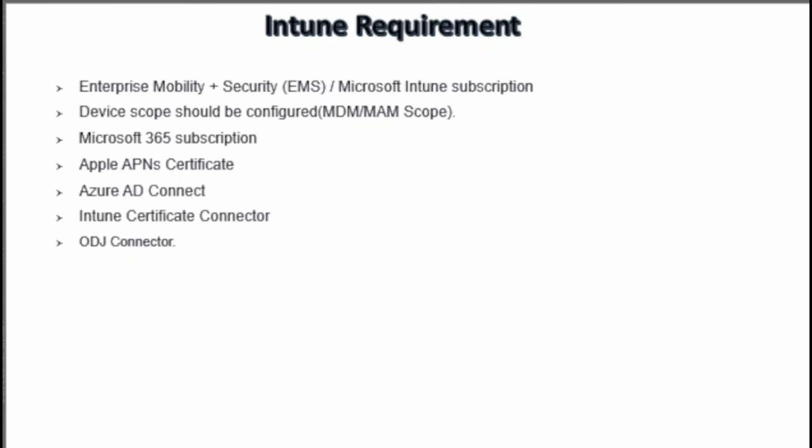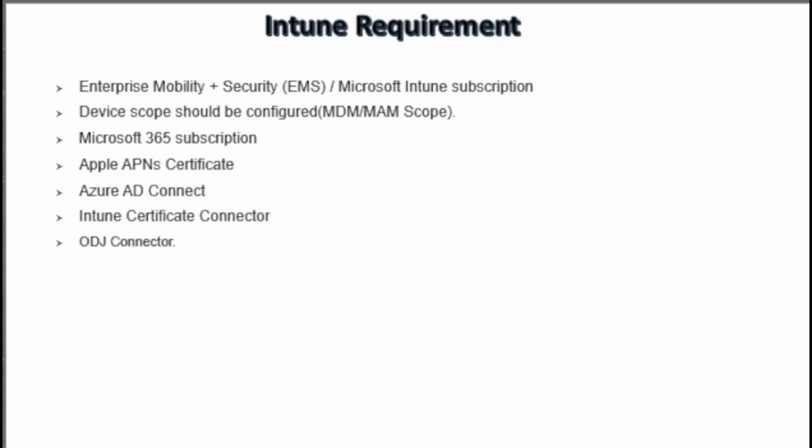So before implementing Intune, we must know the Intune requirements. We need an Enterprise Mobility plus Security (EMS) license or a Microsoft Intune standalone subscription. We need to configure the device scope based on the requirement. It could be an MDM scope for device management or a MAM scope for application management. We need a Microsoft 365 subscription for Office apps and an app protection policy for managed apps.